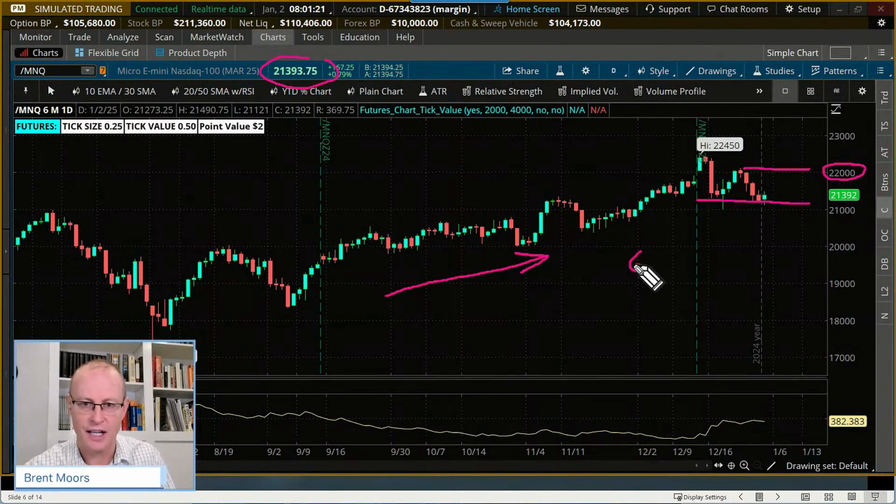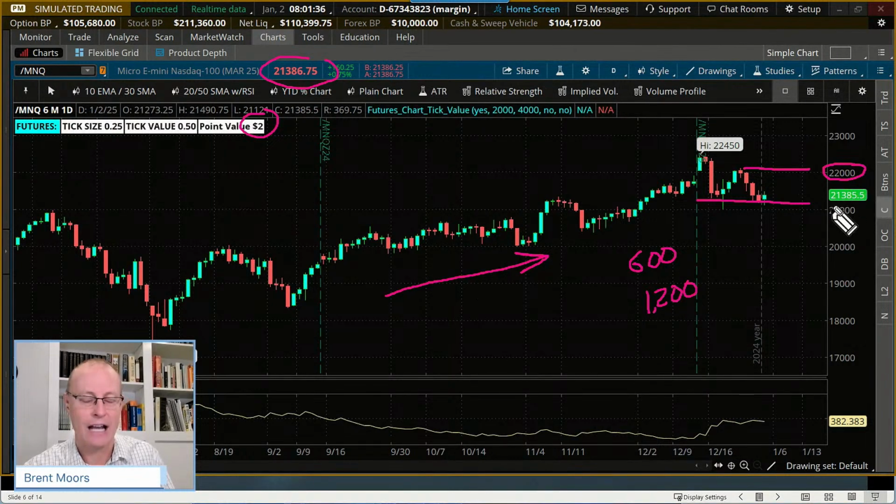So I'm going to take that 600. What am I going to multiply that by? I'm going to multiply that by my point value, which is $2. Okay. So that'd potentially be, assuming we got in right where we're currently at, and assuming we got out right here, approximately a $1,200 gain on that.